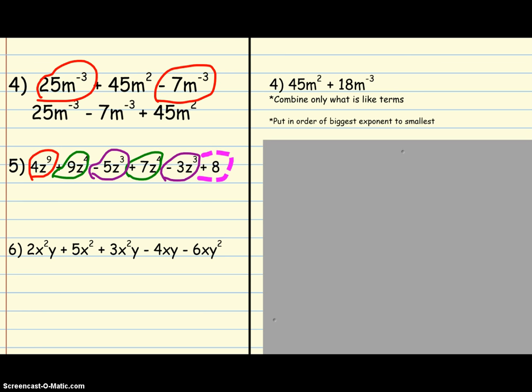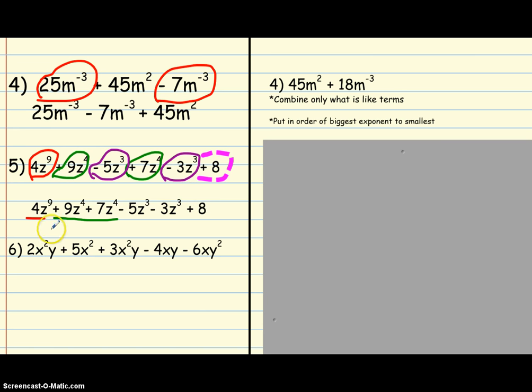Alright, I'm going to go ahead and rewrite these. Alright, so I've rewritten these, grouping them together as we looked at up here. So 4z to the 9th is all by itself. 9z to the 4th plus 7z to the 4th, I grouped those together. Minus 5z to the 3rd minus 3z to the 3rd, and then I just wrote down the plus 8.